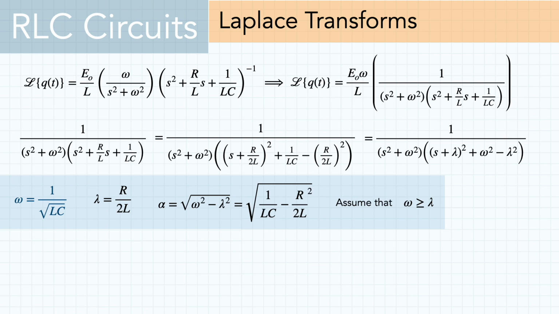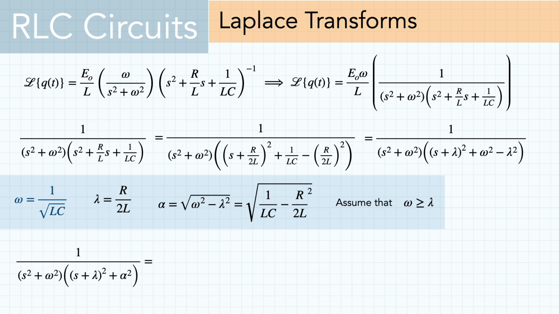Let's call lambda equal to r over 2L, and alpha equal to the square root of omega squared minus lambda squared, which, if we plug in the values, is just the square root of 1 over LC minus (r over 2L) squared, assuming that omega is greater than or equal to lambda. So if we substitute those values in right there, this equation doesn't look that bad.